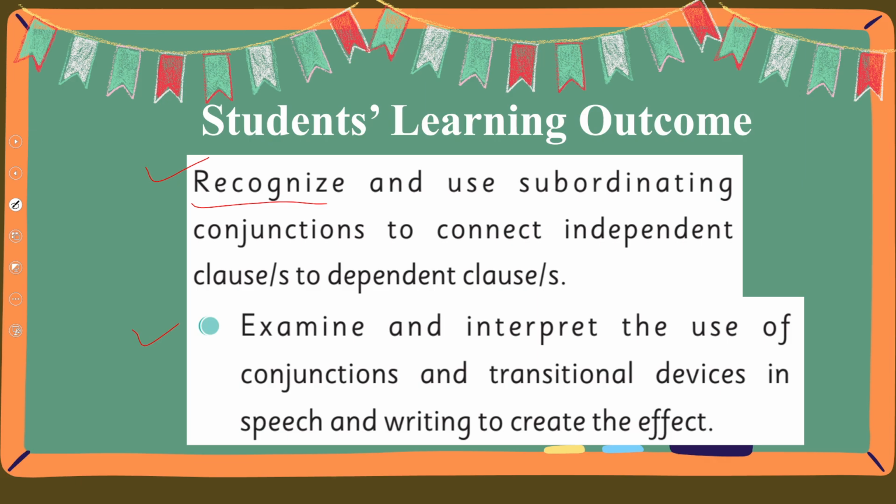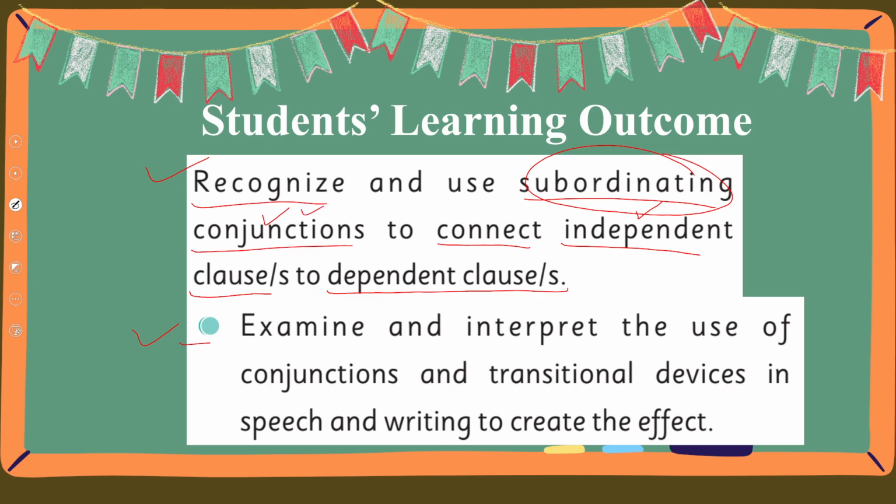Recognize and use subordinating conjunctions to connect independent clause or clauses to dependent clauses. It means that we use subordinating conjunction, which is one of the three types of conjunctions in parts of speech, and we use them to connect clauses. And we know that clauses are dependent or independent. So to connect these dependent and independent clauses, we need subordinating conjunctions.